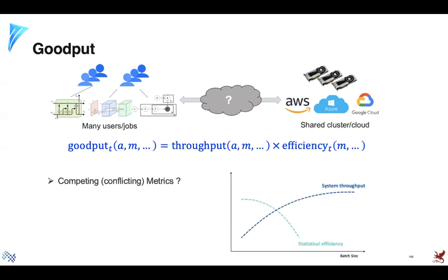And statistical efficiency and system throughput are often at odds with each other. So when we make a system level decision to improve system throughput, that often comes at the cost of decreasing statistical efficiency. Although it will not always decrease the statistical efficiency, there are a large number of potential system optimizations we can do that will decrease statistical efficiency.